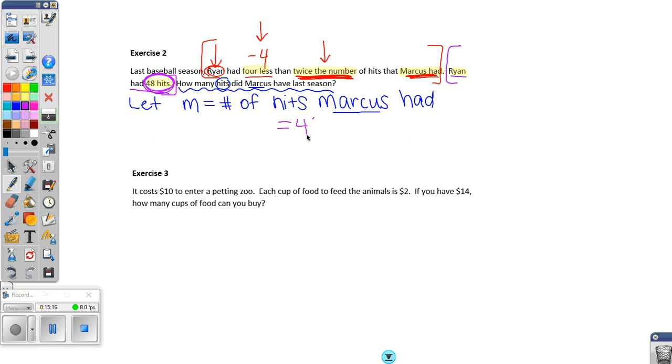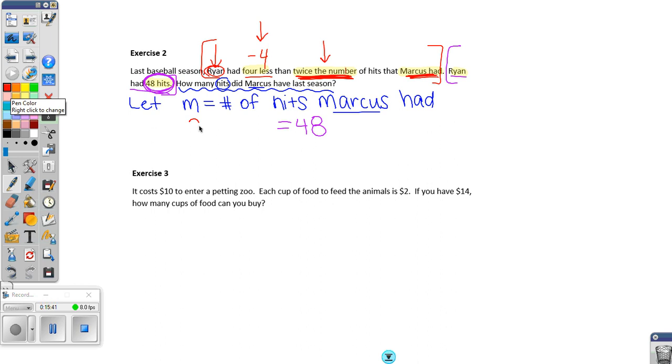And the reason for that is because the equation has to have 2 equal parts, right? The left side has to be equal to the right side of the equation. So that means that if Ryan has 48 hits, then the other side of my equation has to be describing how many hits Ryan has. How is that calculated?